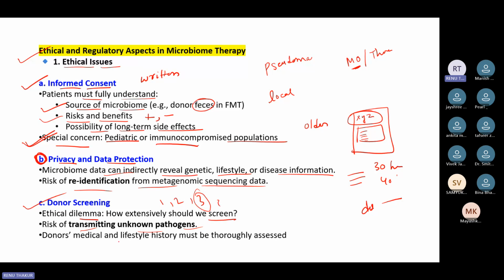The donor's medical and lifestyle history must be thoroughly assessed. Whenever you are taking anything from a person, obviously you have to know their medical history. If he or she has suffered from any kind of disease in the past, it may have some impact on their genes, their microorganism diversity, and everything. Lifestyle history also matters: whether he or she eats only junk, in which case the microbiome profile will be different, and whether he or she is on antibiotics or not. So every little piece of information is required to remove the dilemma of whether I have to choose this one or that one. That dilemma has to be removed.